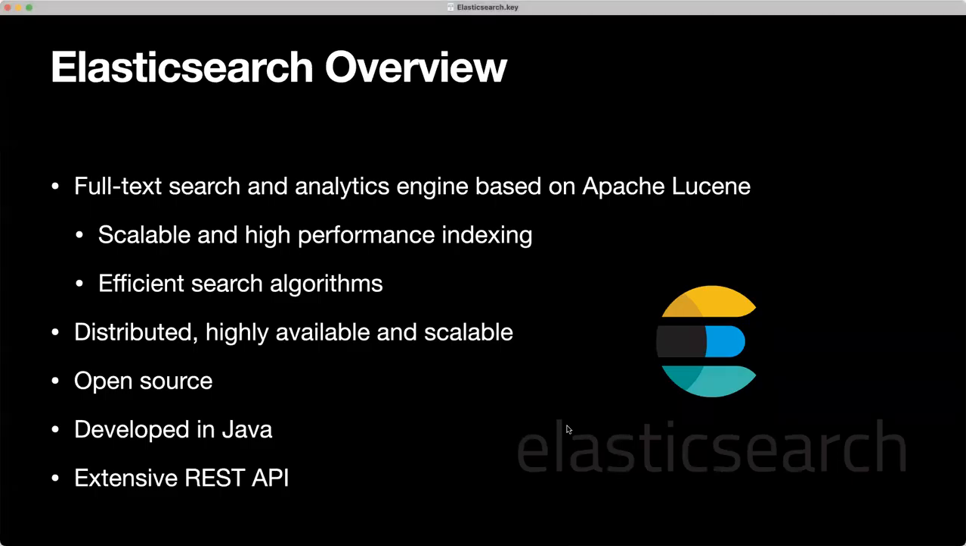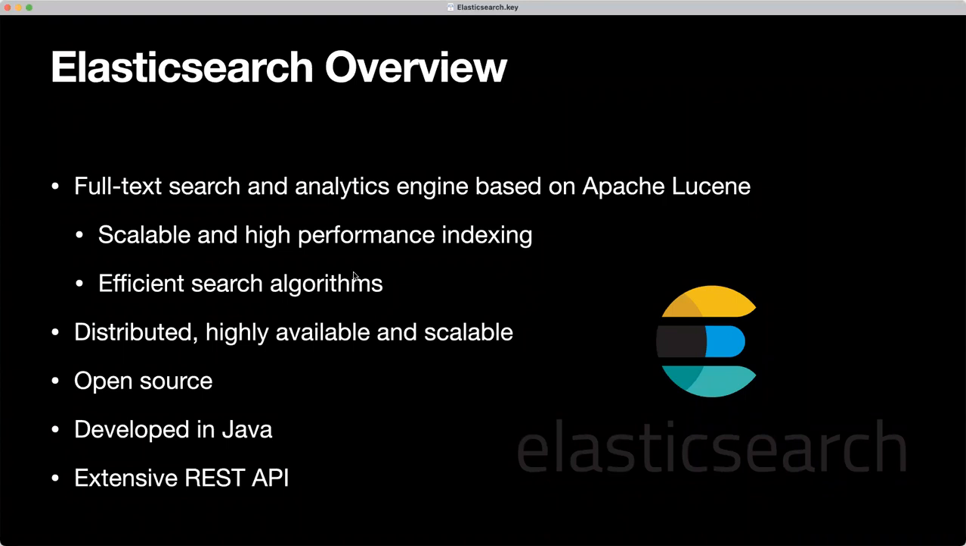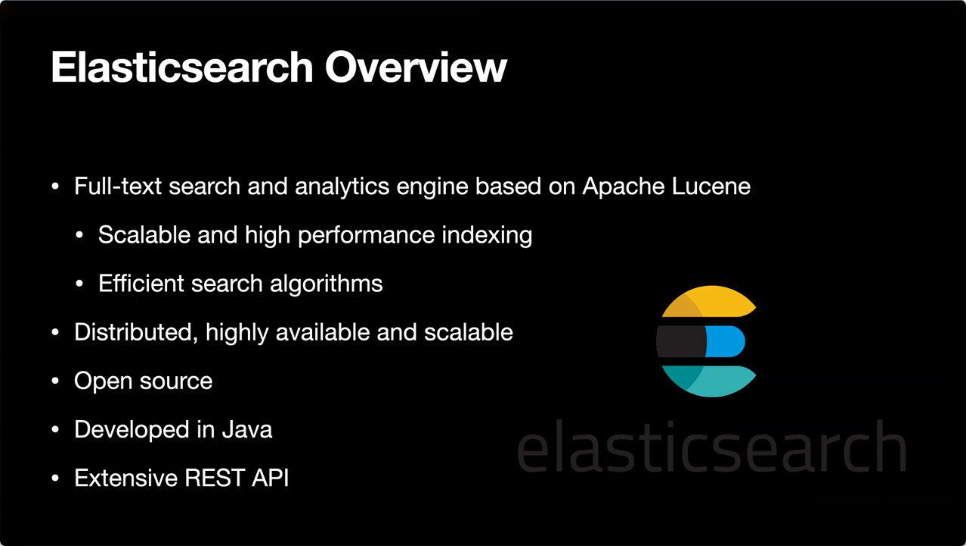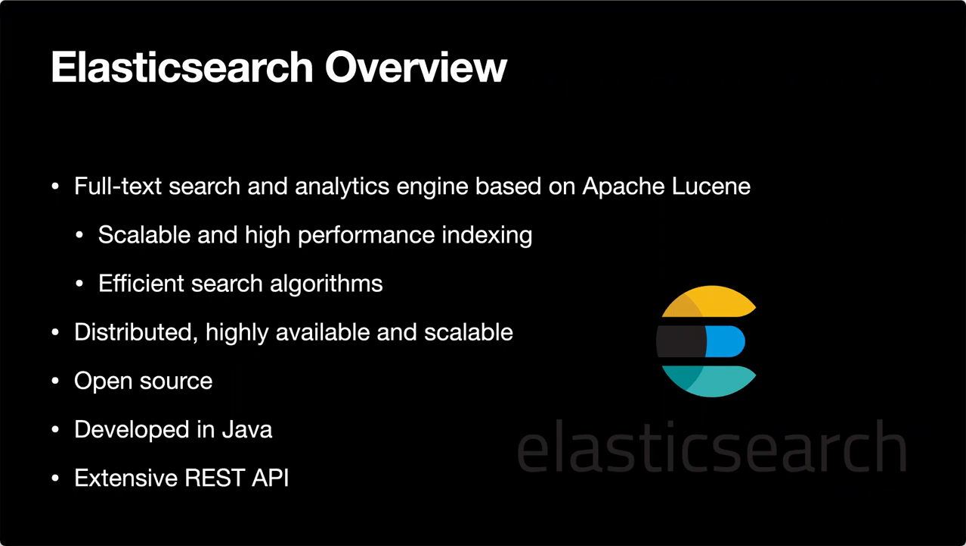All right, so let's jump into Elasticsearch now. Elasticsearch is a full text search and analytics engine, and it's based on the Apache Lucene search engine library. Apache Lucene is basically a search engine library which provides scalable and high performance indexing. It has a lot of search algorithms built in that make complex queries very easy and quick to compute.